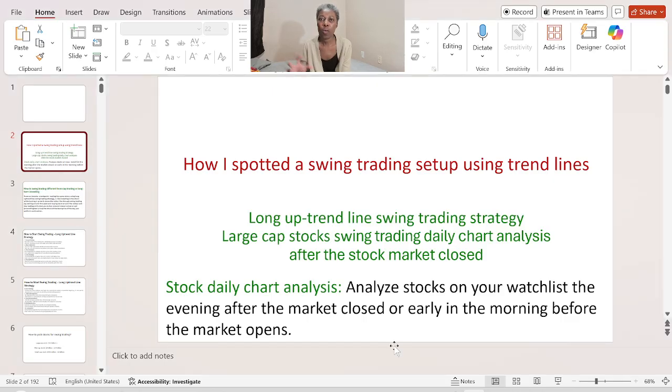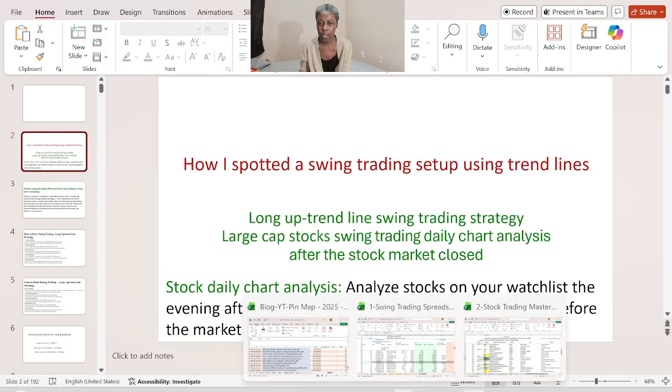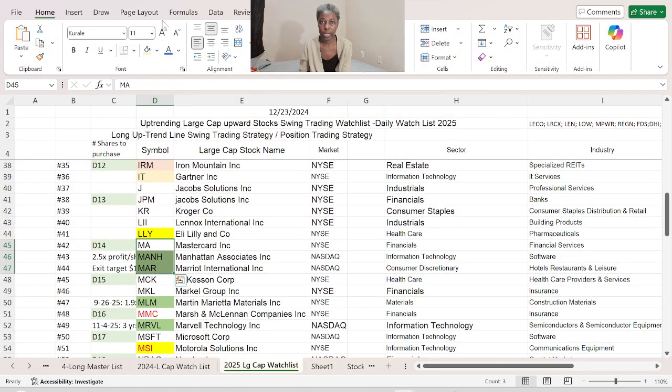Hello, here is how I started a swing trade setup using trend lines. We are going to take a look at our watch list here. We are going to analyze those three, but let's start from the bottom up. Those two that I highlighted are the ones that I purchased and have not sold, and we can see how I started the setup and entered the trade.